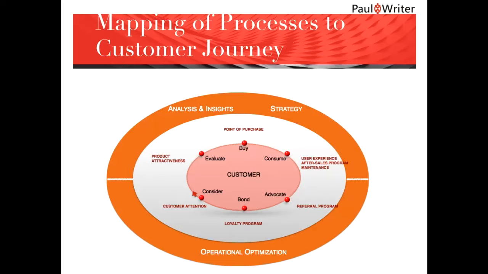So, the original processes are still there, but now we have referral programs, loyalty programs, product attractiveness, point of purchase, user experience. And broadly speaking, we have strategy, then operational optimization, and then the analysis and insights piece. So each of the elements in the marketing plan would fall into one of these segments. And thereafter, we would build out the process for each of them, and then we would define a technology tool for each of them.